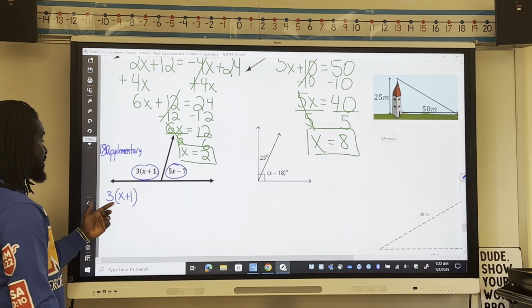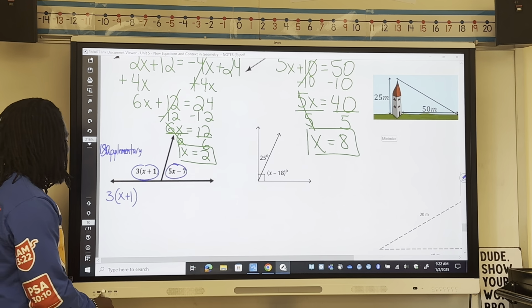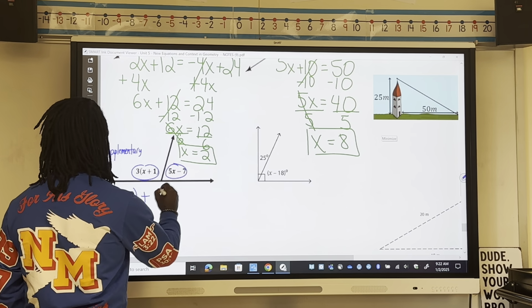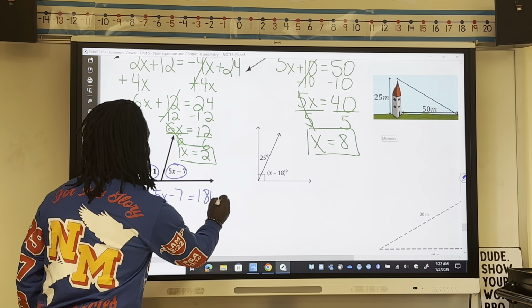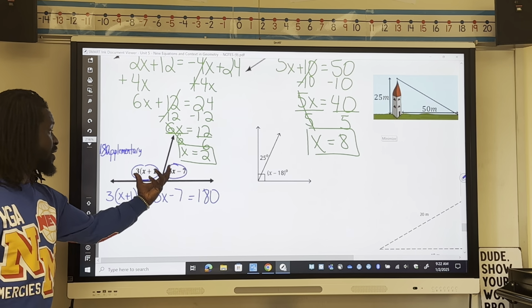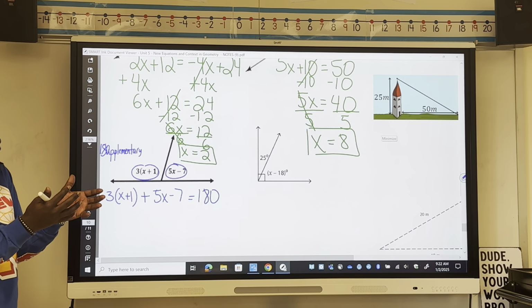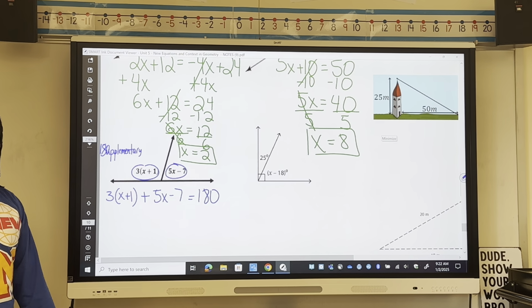So 3 times the sum of x and 1 plus 5x minus 7 equals 180. Okay, so what I'm doing here is, again, adding those two together, and that's going to equal 180.